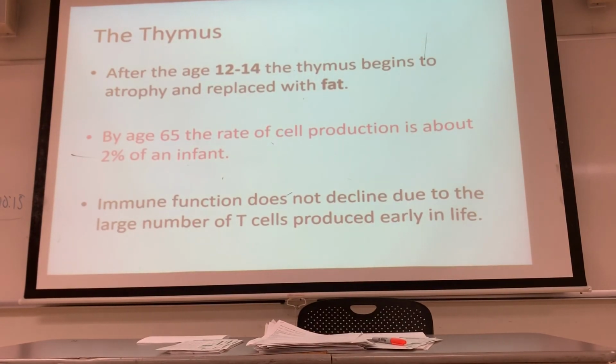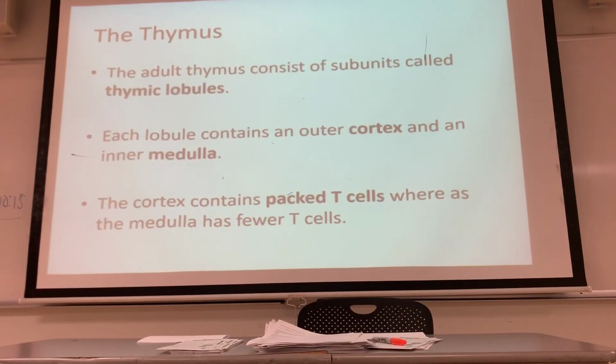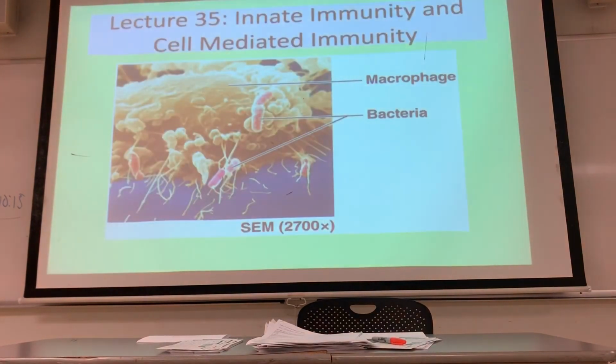If I give you an example like true or false, that should be false, right? T cells are still okay in number. The thymus consists of subunits called thymic lobules. Again, we have the cortex and medulla, just like any other nodules. It is packed with T cells. Okay, so we finished the anatomy of the lymphatic system.